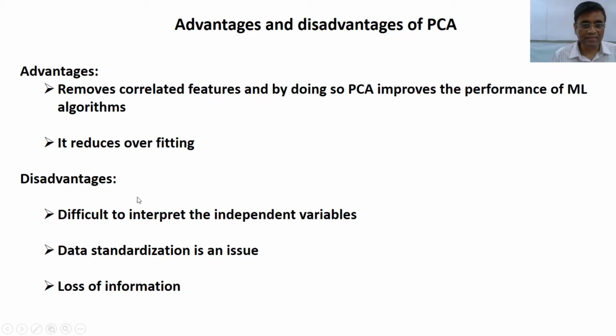There are some disadvantages. It's difficult to interpret the independent variables, and data standardization is an issue. This means, for example, you have heterogeneous dimensional data. You are measuring distance in miles, in some data it is measured in kilometers, some data is measured in pounds, some in kilograms, all kinds of things. So you will have to standardize the data, otherwise you will get an ambiguous result.